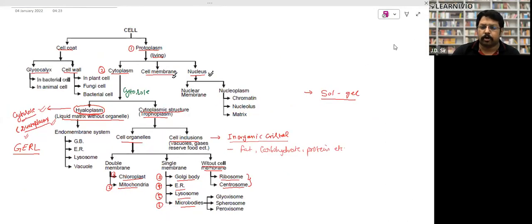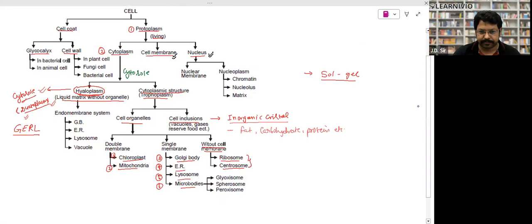Now the protoplasm. You do not have to remember everything. You have to remember only those things which I have underlined with red. Cell has two components, cell coat and protoplasm. Cell coat may be cell wall or capsule. Capsule is made up of glycocalyx in bacteria and animal cells. And the cell coat is made up of cell wall. Again, protoplasm is divided into three parts: cytoplasm, cell membrane, meaning plasma membrane, and nucleus.